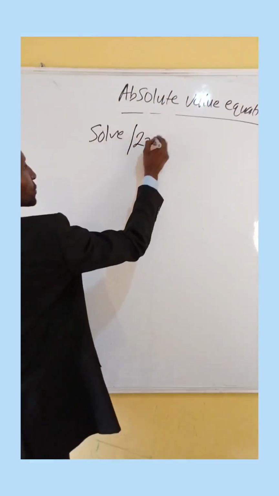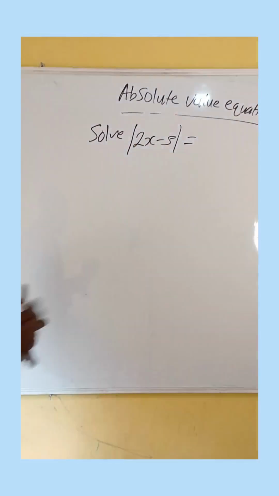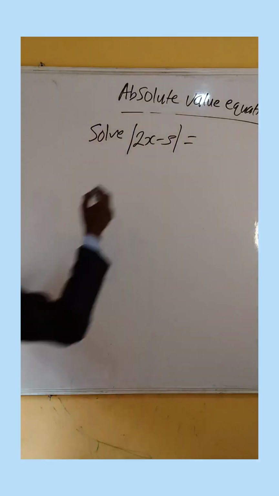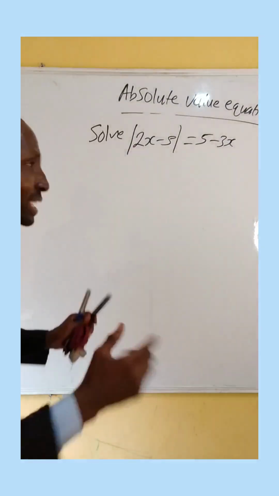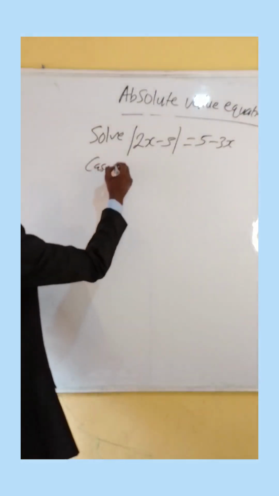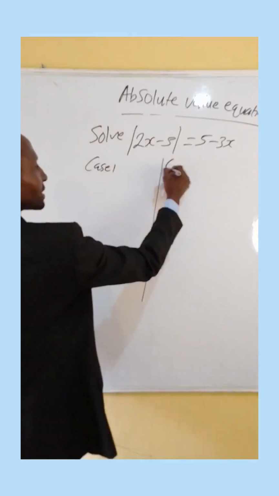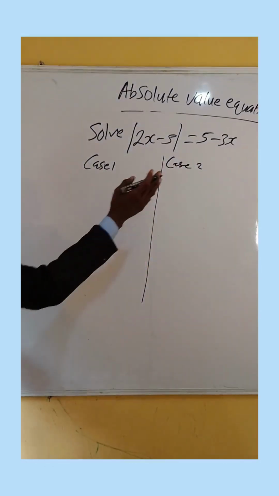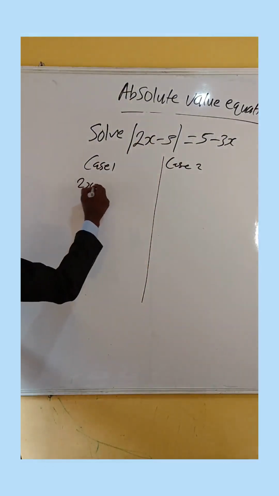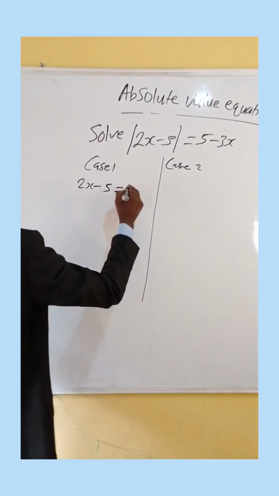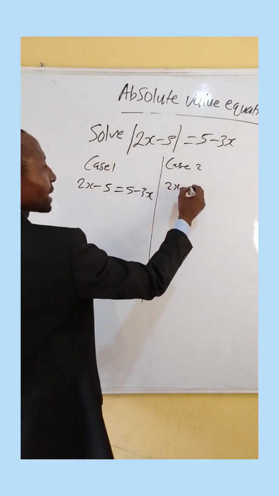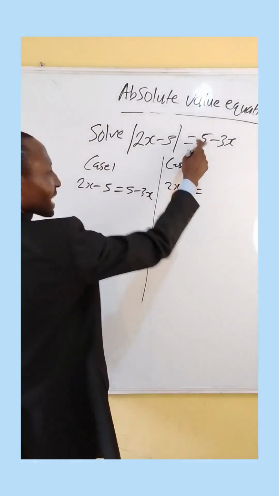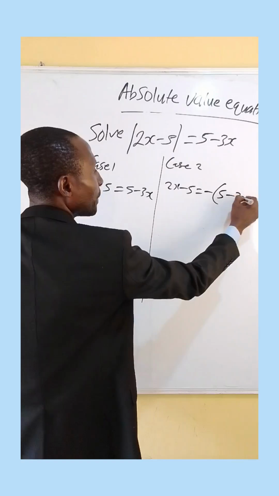This is the absolute value of 2x minus 5 equals 5 minus 3x. Then don't forget what I said, we have two cases. So the first case, case 1, and the second case, case 2. And you ask me, what do we do here? Pick this: 2x minus 5 equals the positive solution, 5 minus 3x. The second one is 2x minus 5 equals, remember, negative, minus, then 5 minus 3x.